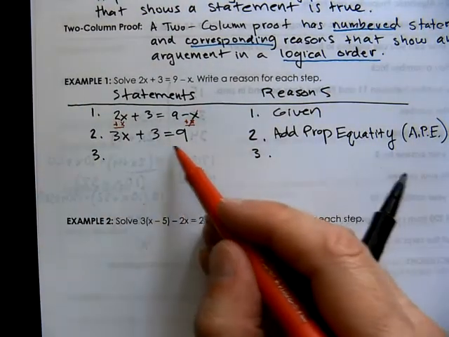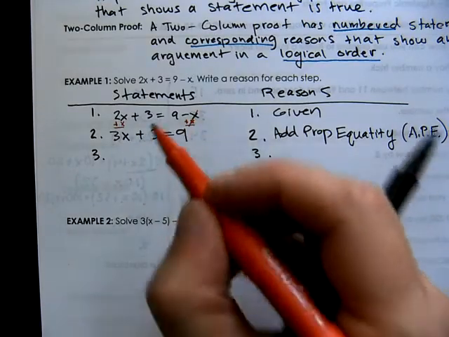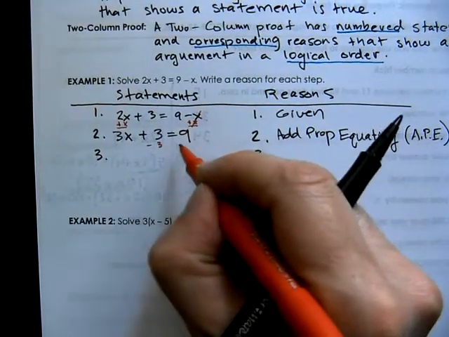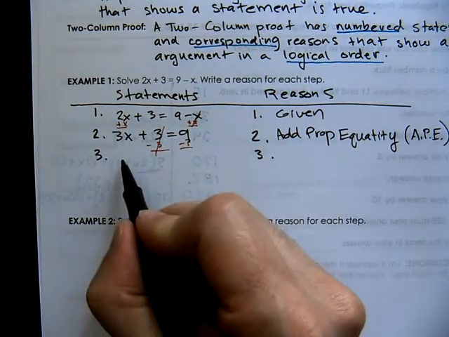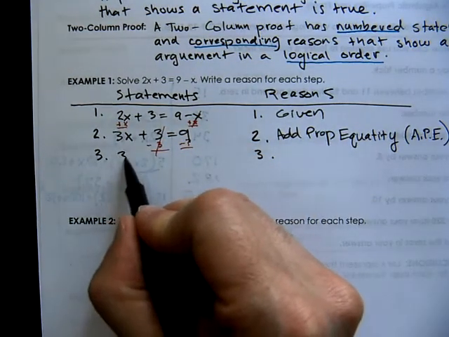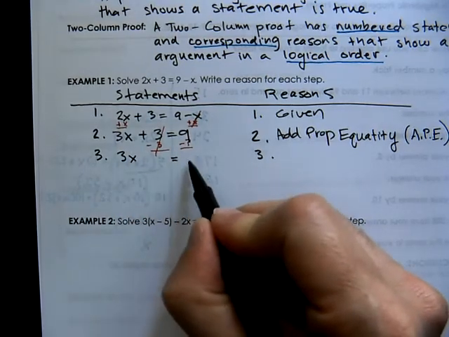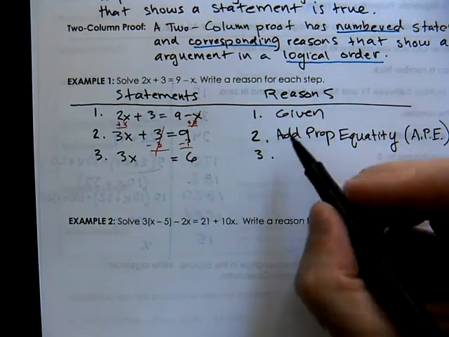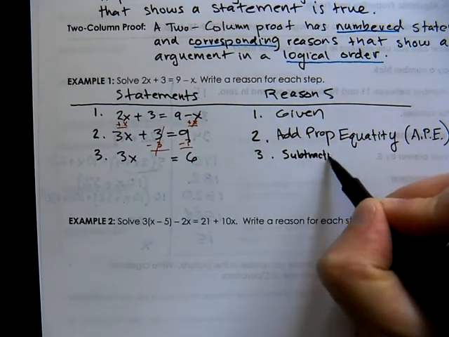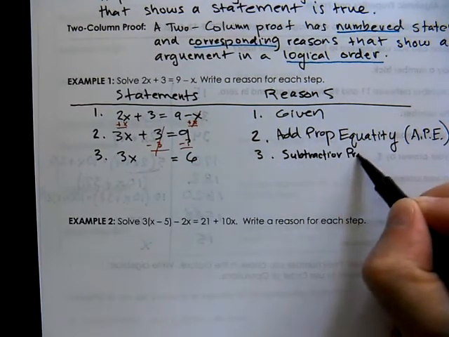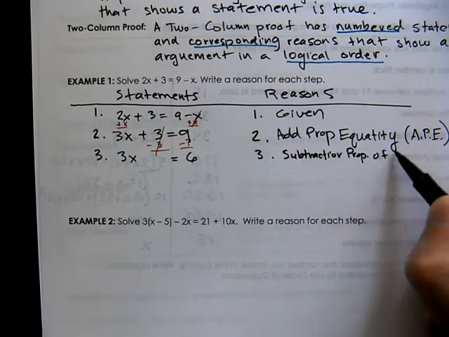Okay, x is not isolated yet, so we have another step to do. Let's move the 3 to the right hand side, so our constant terms are on the right hand side. My work is to subtract 3 from both sides of the equation, and the result of that goes on line 3. So we have 3x equals 6. What did we do? We did subtraction. So this is my subtraction property of equality.